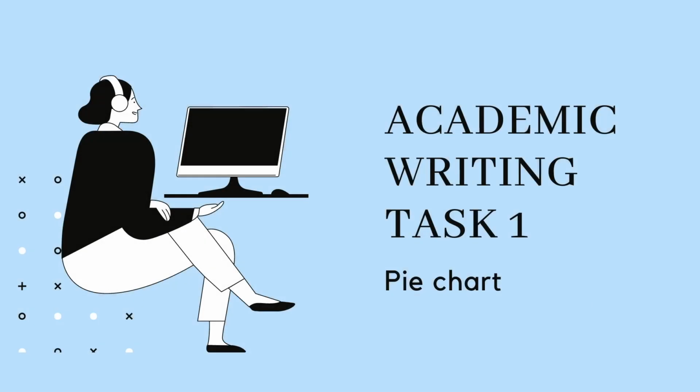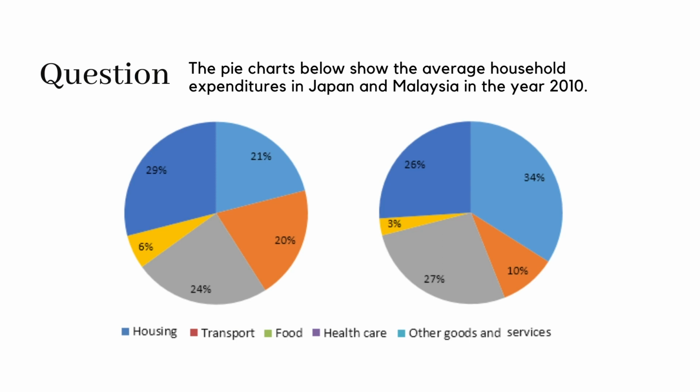In today's lecture, we will see how to attempt the pie chart type of report in academic task 1 writing. Let us start with the question. The pie charts below show the average household expenditures in Japan and Malaysia in year 2010. As you can see, all the data is given in percentage. For each and every pie chart task, the data will always be in percentage.